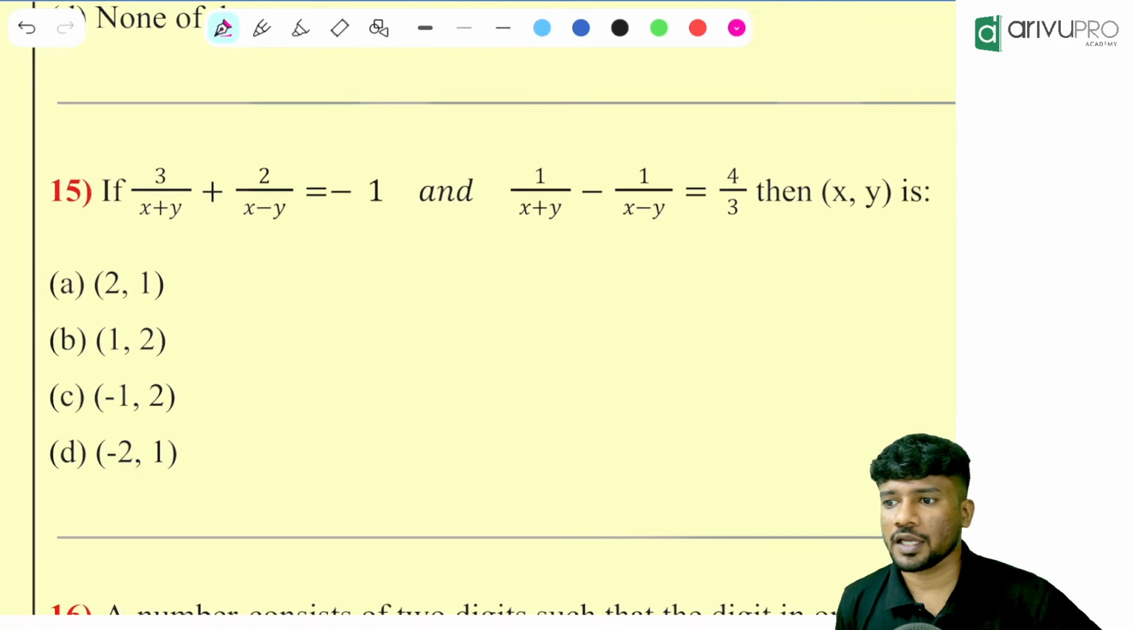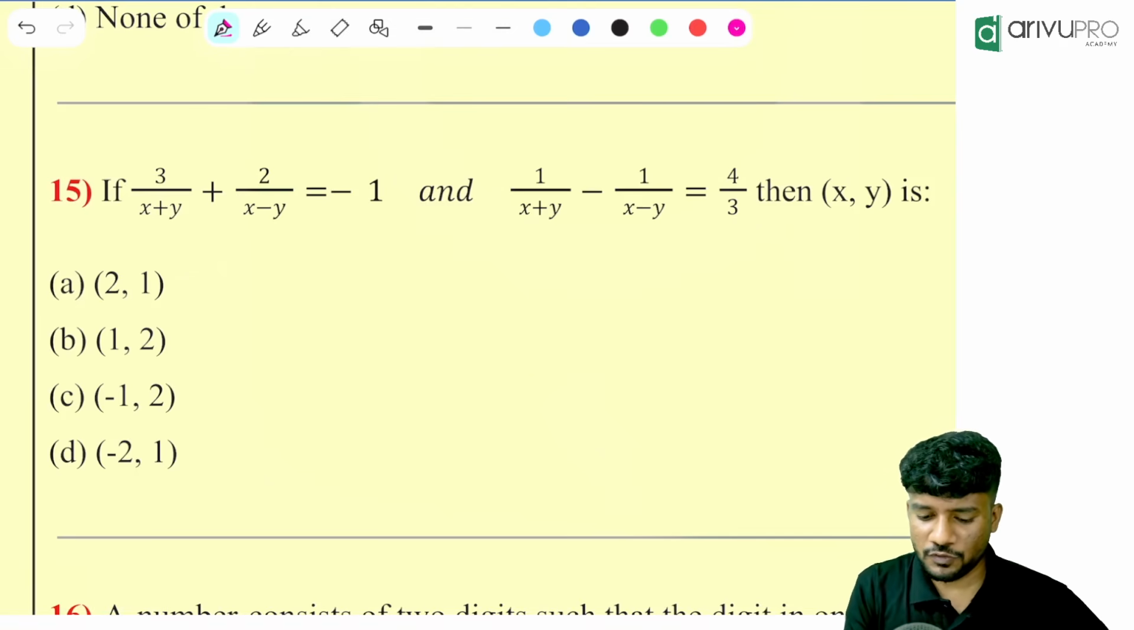What are you going to do? Option hit. Yes, try. Which option are you trying first? Try option A.